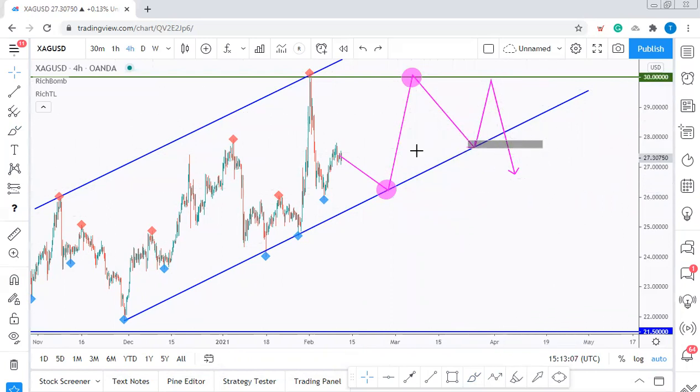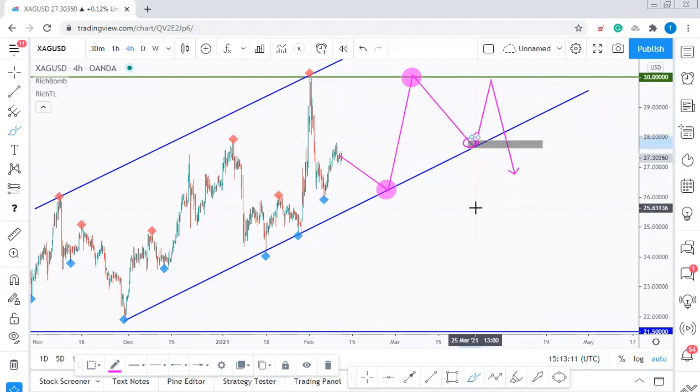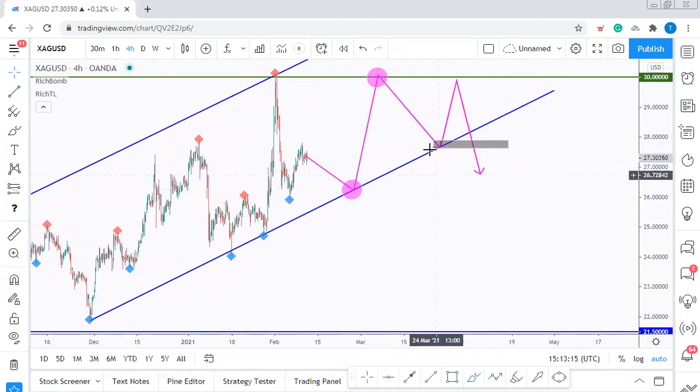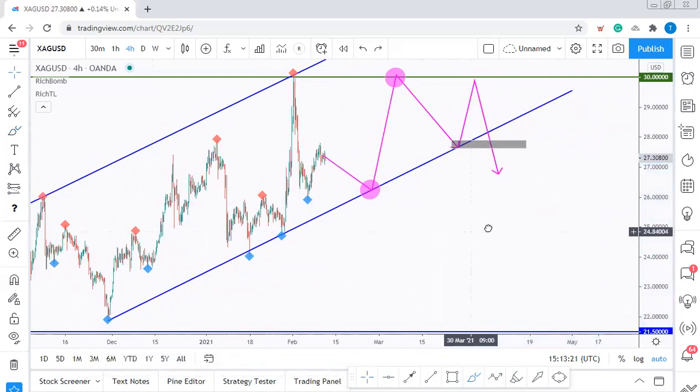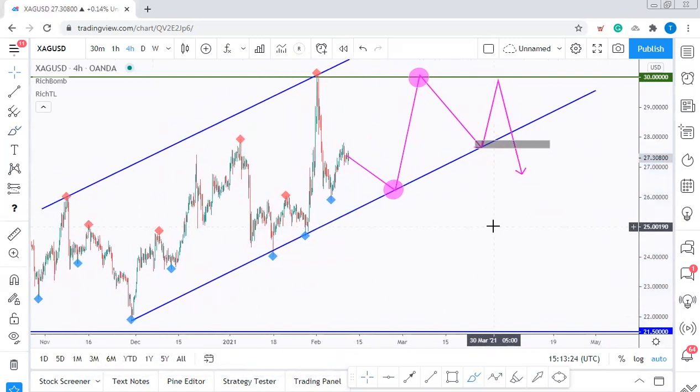Then and only then, when this movement happens and the swing is formed, we'll be selling on spike downward for a long-term sell setup on silver. And of course, in this case, we'll be looking for buy setups around the lower support. So that's it for silver.